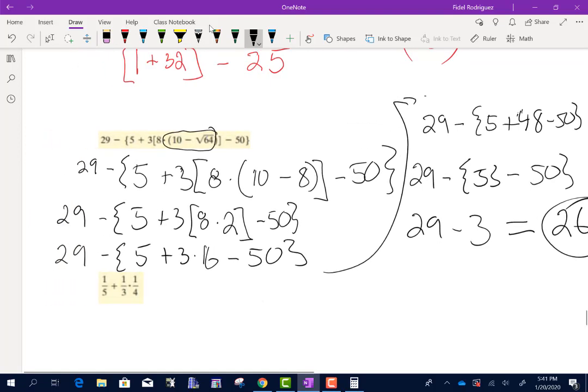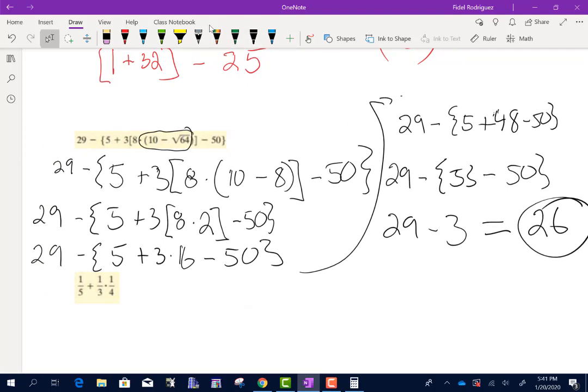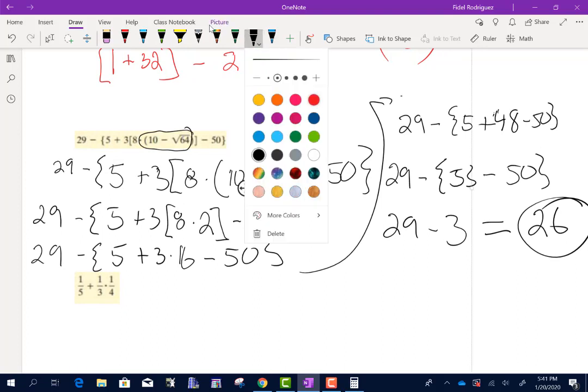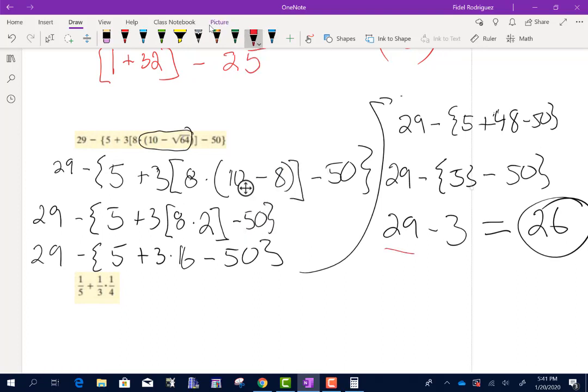Notice, remember what we said about that 29? It was kind of all the way on its own. We didn't actually do anything with the number 29 till we got to the end, right?